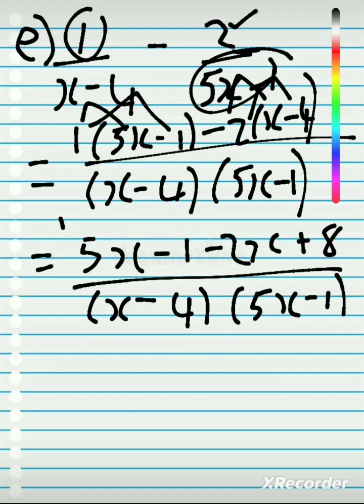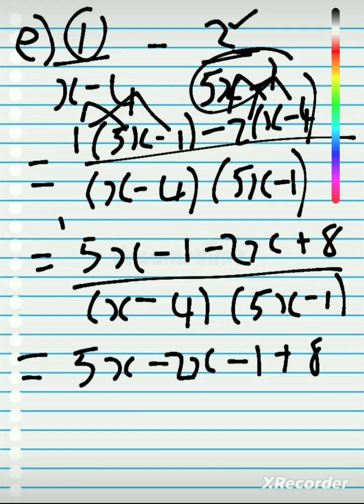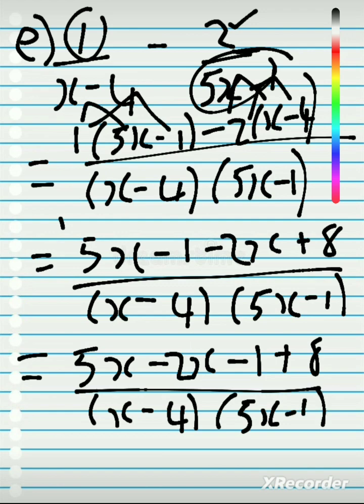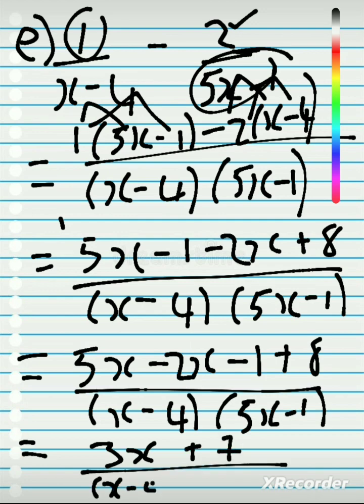5x minus 1. Okay, like terms together, 5x minus 2x minus 1 plus 8. Okay, over x minus 4, 5x minus 1. Okay, so 5x minus 2x is 3x. Negative 1 plus 8 is plus 7 over x minus 4, 5x minus 1. So this is our answer.